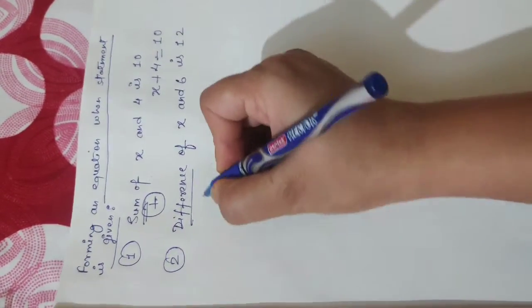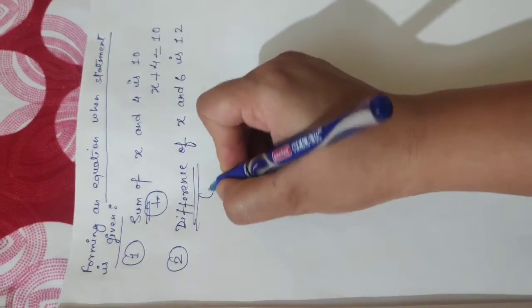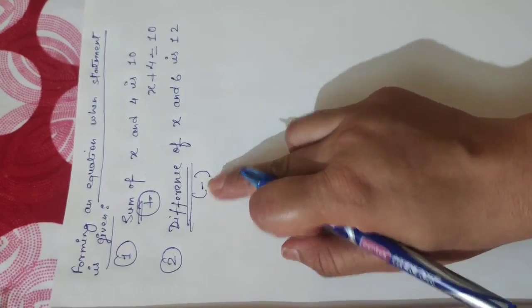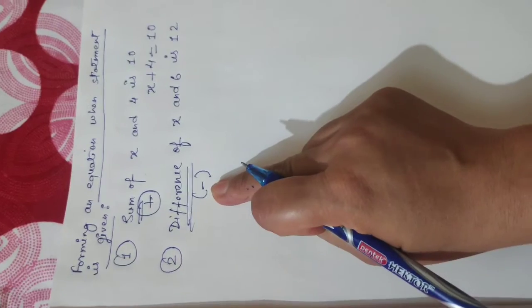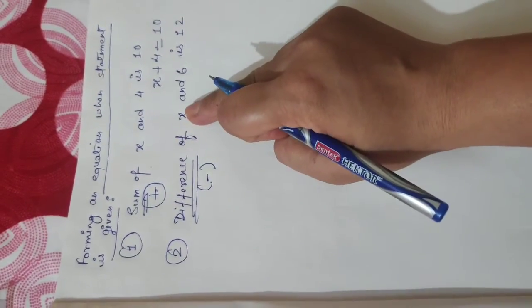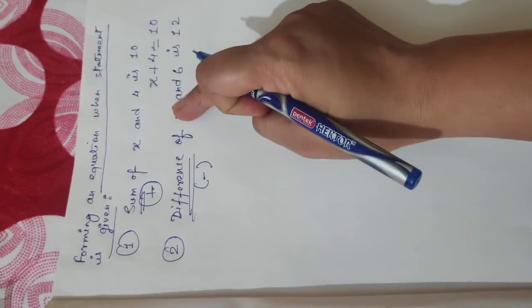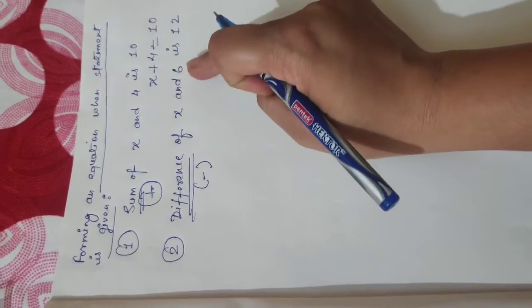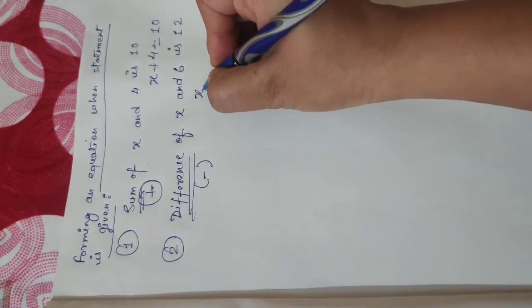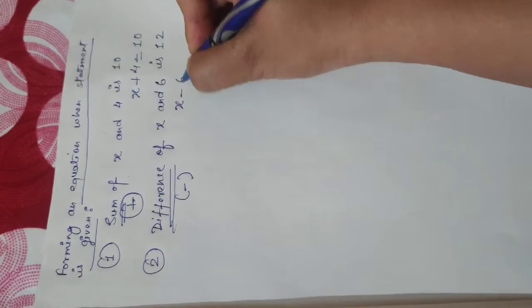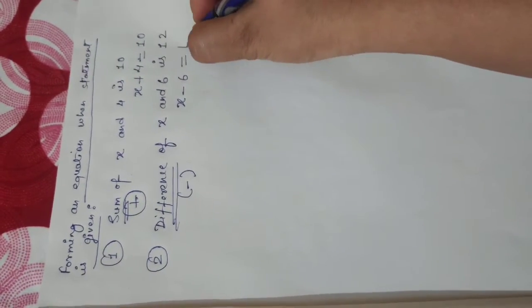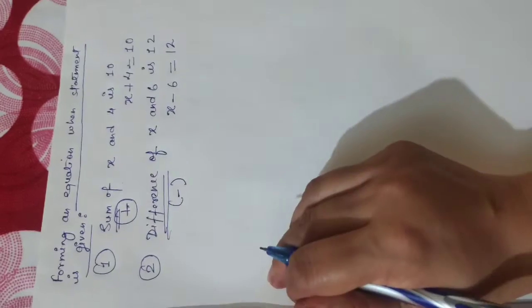Difference means, you may understand this thing very clearly, the sign of minus. So between what two numbers do we have to find the difference? Between x and 6. So we will write x minus 6, and "is" means again equals to 12.